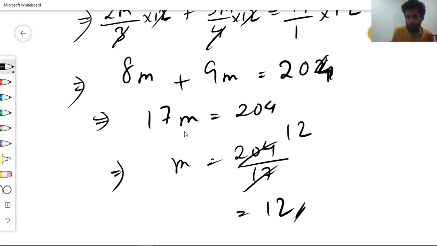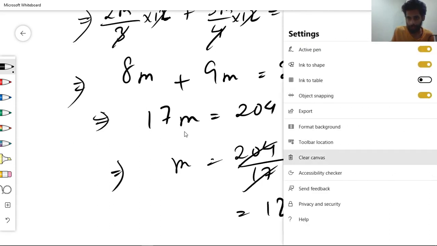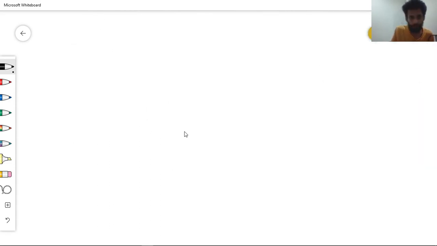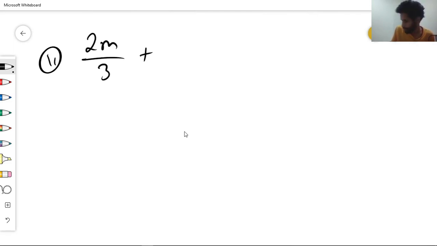This is one way of doing it. The other way is also correct. I will show you the other way also for this question. Another way you can do it: twice m by 3 plus 3m by 4 is equal to 17. These are the two ways of doing it.